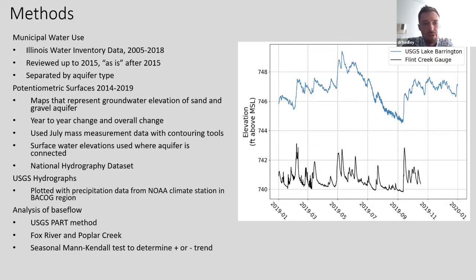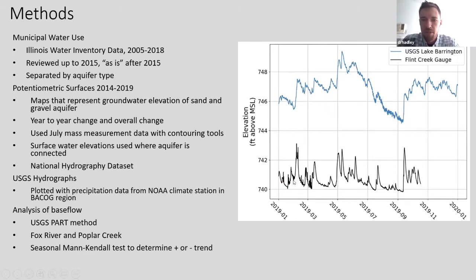And then where there's surface water that we thought was in direct connection to the aquifer, we use the elevation of those stream segments for use in our contouring. So for example, this plot to the right shows the hydrograph at the USGS Lake Barrington monitoring well. In blue is what's happening in the aquifer, and in black is the Flint Creek stream gauge that's very, very close to it. I mean, they're within 50 feet from one another, or no, maybe more than that, probably a couple hundred feet from each other, but they're very close.